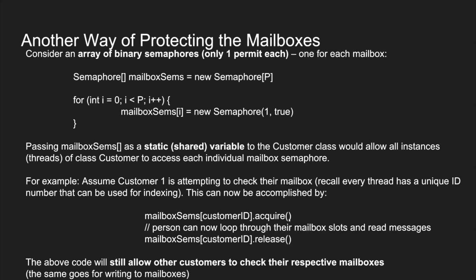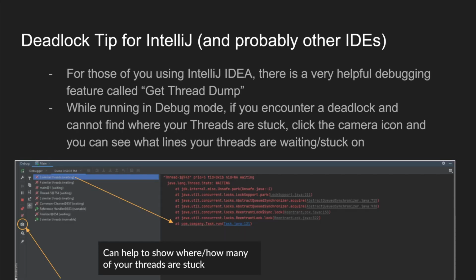So if person 1's mailbox here is protected, like say we've acquired this first permit, while we're doing this, the other threads can check their respective mailboxes at the same time. They can read or write to them. So that's a bit of a better way to save some time. It's a little more complex, but once you get it, it makes more sense that you can have multiple threads reading their mailboxes at the same time, as opposed to just one thread having control over everyone's mailboxes.